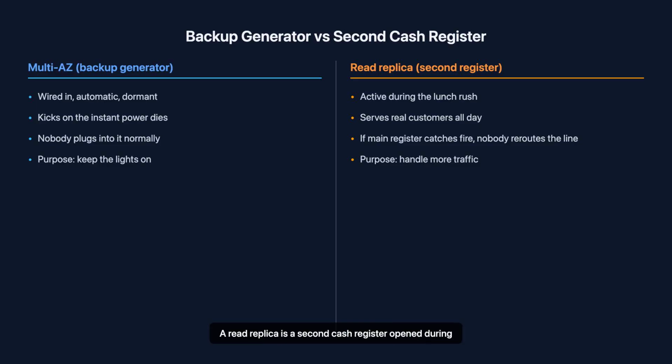A read replica is a second cash register opened during the lunch rush. It serves real customers all day long. But if the main register catches fire, nobody automatically reroutes the line. The second register just keeps ringing up sandwiches at its own counter. Different jobs entirely.